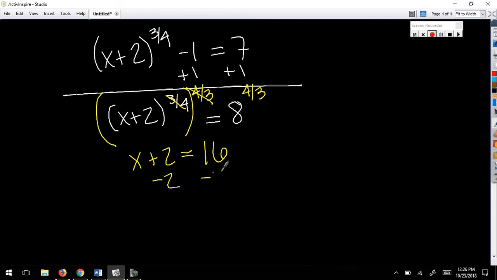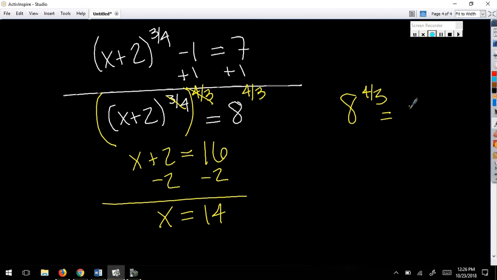Yes, ma'am. Yeah, no, you can put it on your calculator if you want to. But if you have 8 to the 4/3, that means you're looking at the third root of 8 to the fourth power, which is 2 to the fourth power, which is 16.